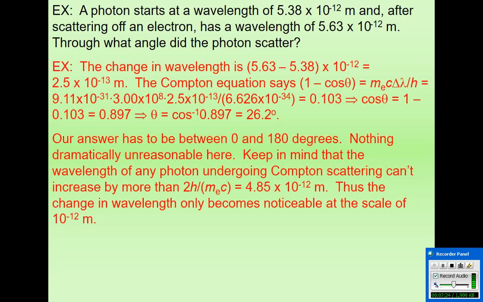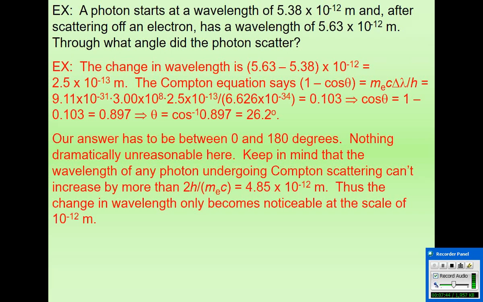So we've got to do a little bit of algebra. But if we go through all of that, what we get is that theta is going to be equal to the inverse cosine of 0.897, and that winds up being 26.2 degrees. So we got an answer between 0 and 180 degrees. That's what we're looking for here.